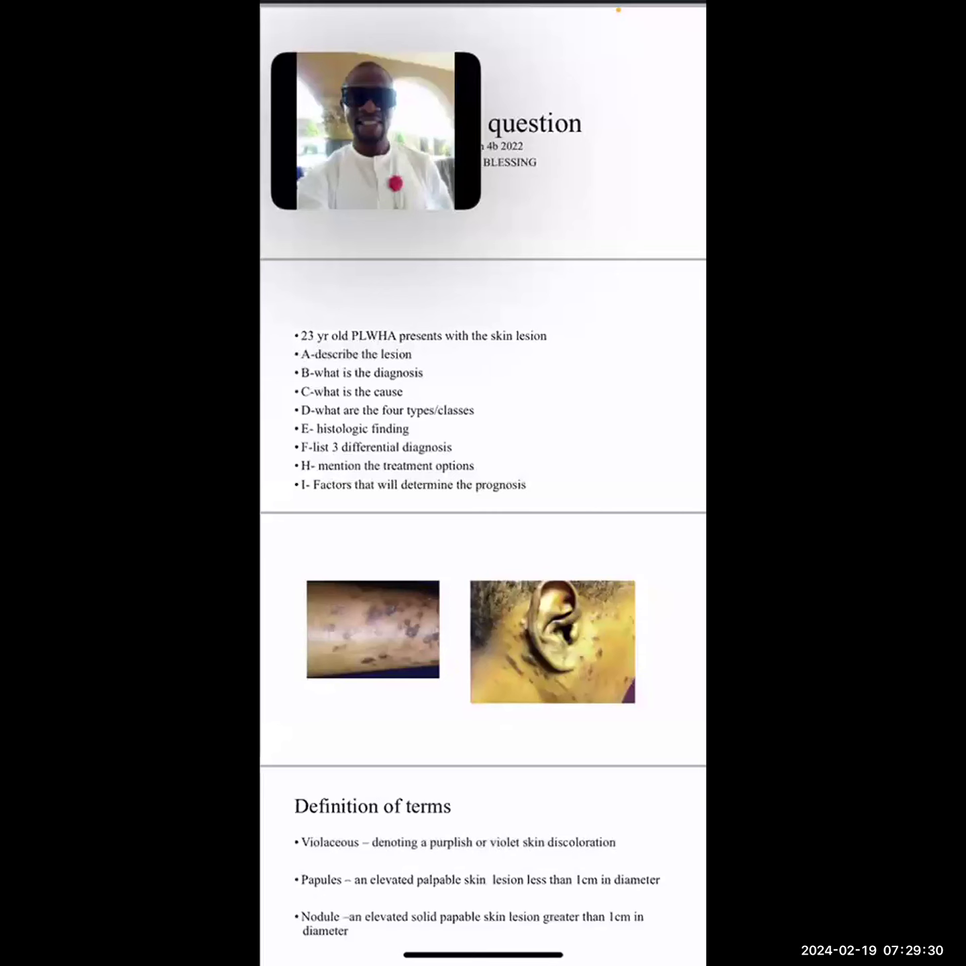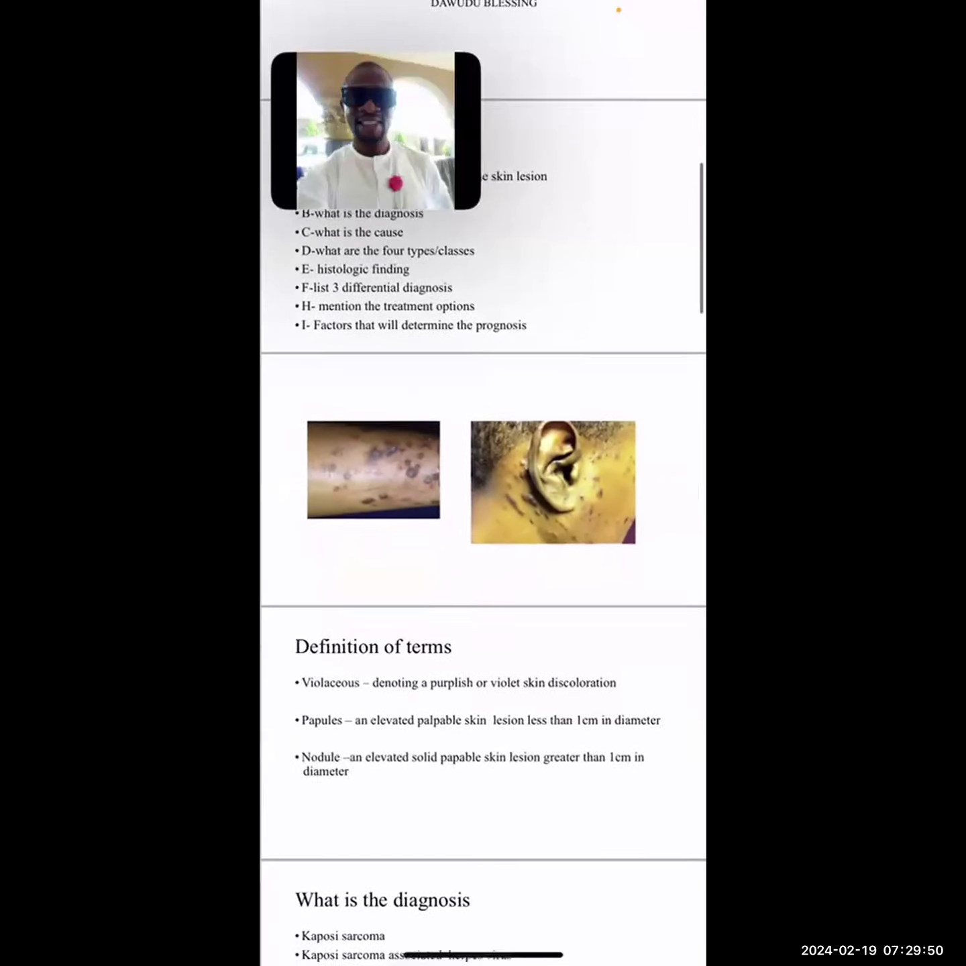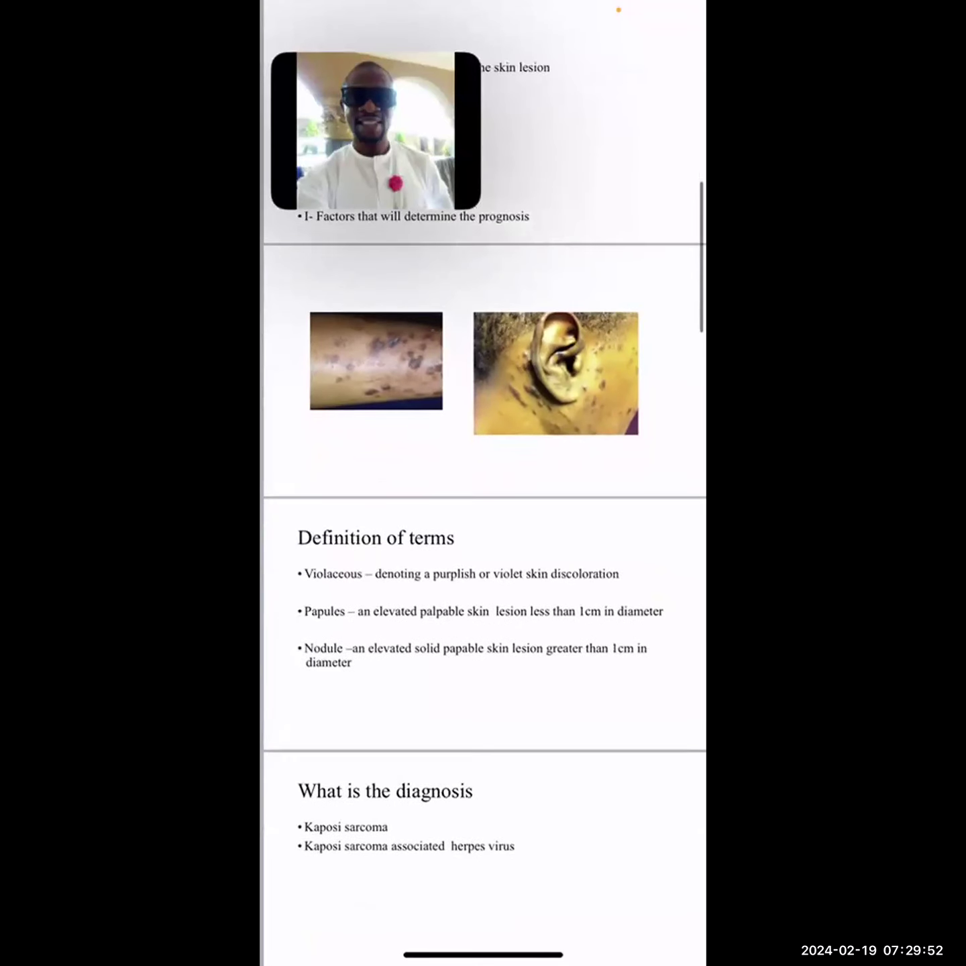So the stem questions were: A, describe the lesion. B, what's your diagnosis? C, what's the cause? D, what are the 4 types/classes? Then E, what's the histologic finding? List 3 differential diagnoses, mention the treatment options, then factors that would determine prognosis. So by way of describing the lesion, I don't know if you can see the screen clearly.